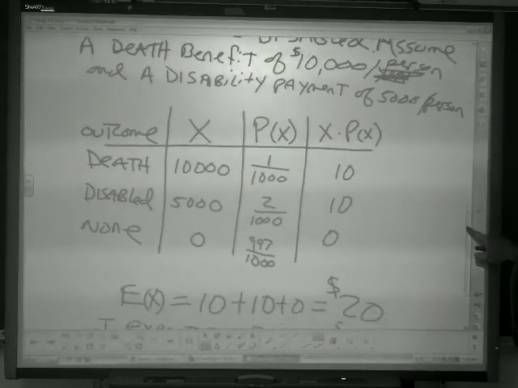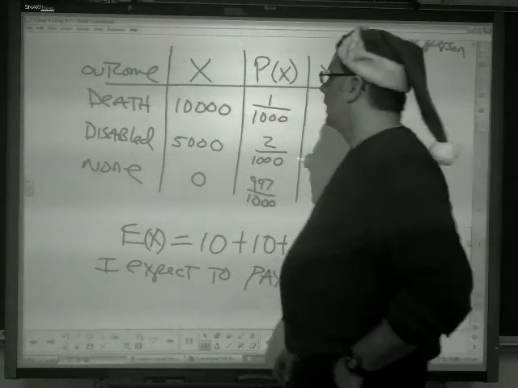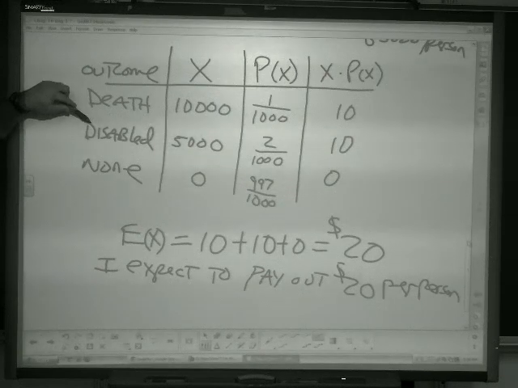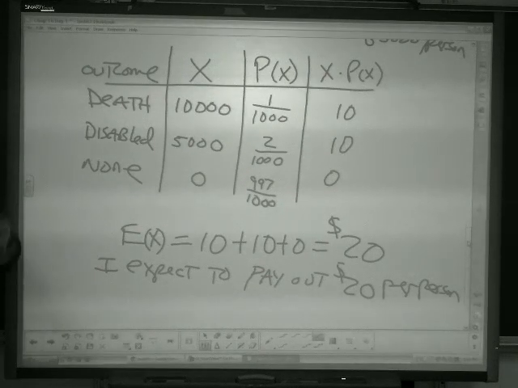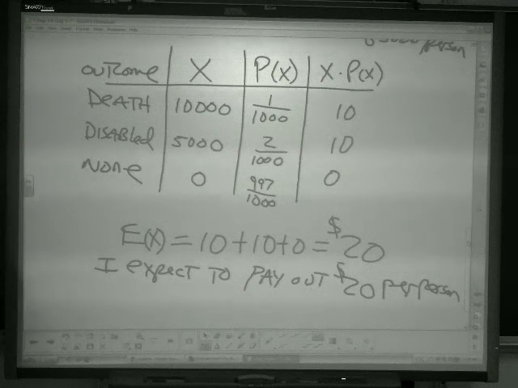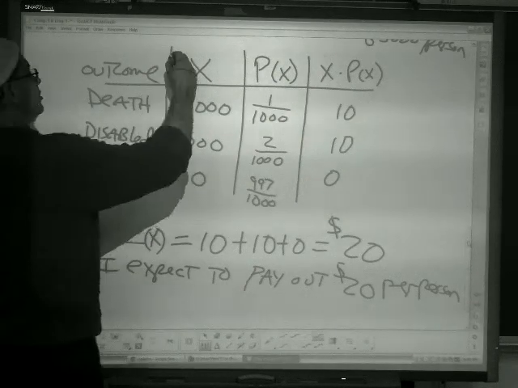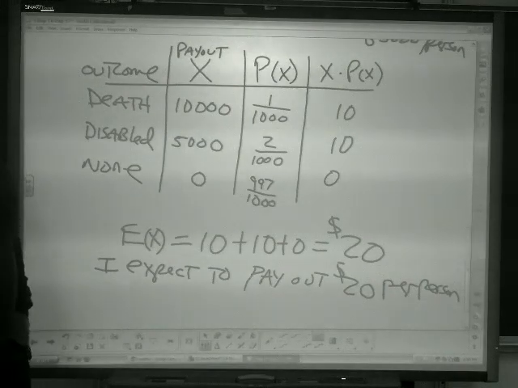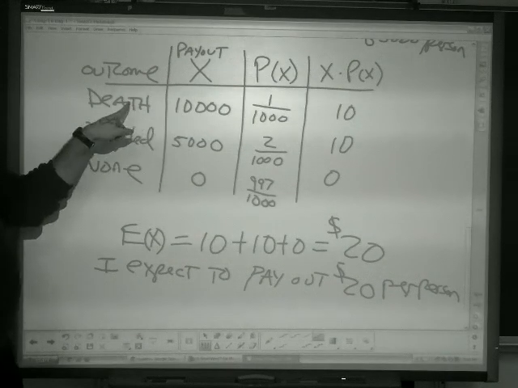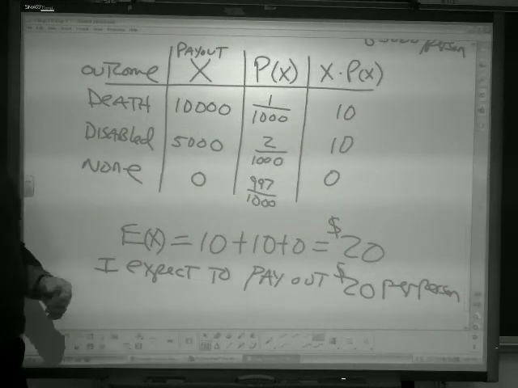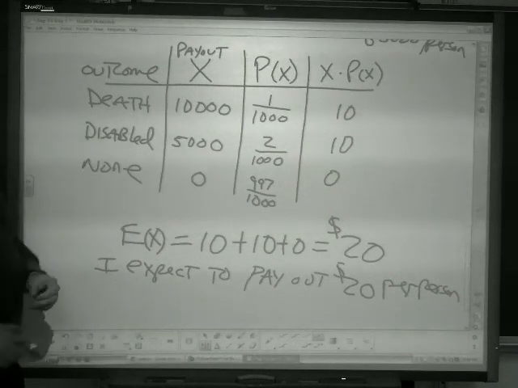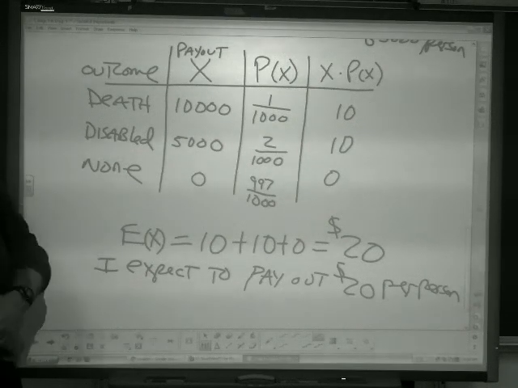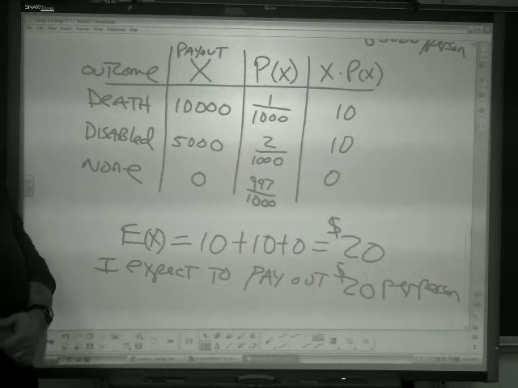So here we go. Outcome. A person might pass away, a person might become disabled, or none. Nothing happens to them. They're living. This again is the payout to the person. The random variable is how much we're paying them. We're going to pay them 10 grand if they pass away. They don't get it, their family does. Pay them $5,000 if they become disabled, one-time payment. And they get nothing if nothing's wrong with them.